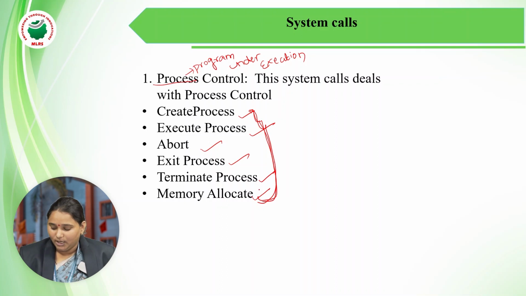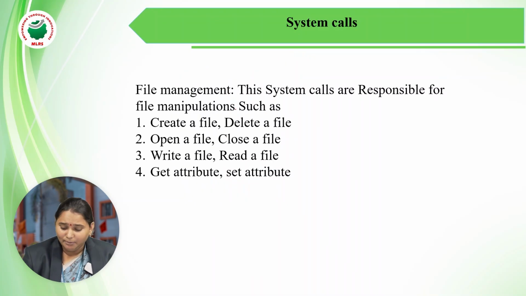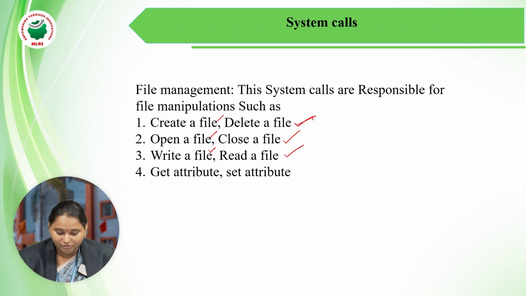Next, file management. This system call is responsible for file manipulations. What file manipulations are there? Create a file, delete a file. For creating a file, we use create file. For deleting a file, we use delete file. For opening, open file. For closing a file, close file. For writing a file, we use write file, read file, get attributes, set attributes. These are all the system calls used in file management.